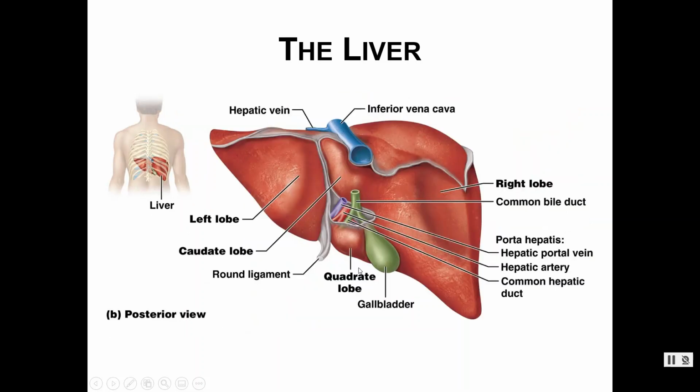From the bottom, now we get to see the quadrate lobe and the caudate lobe here. Collectively in this area, this is our porta hepatis, and you can see our arteries and our veins, our lymph vessels, and our good old common bile duct. All kinds of good stuff, y'all.